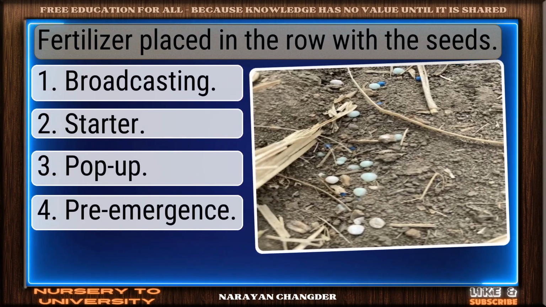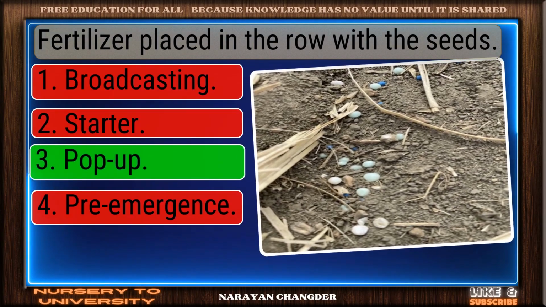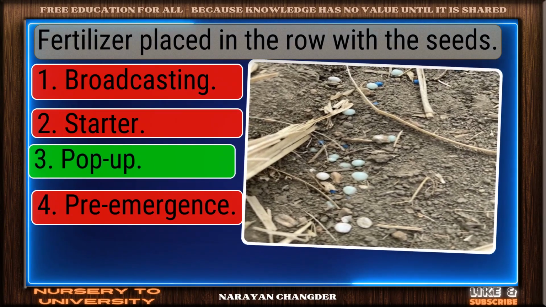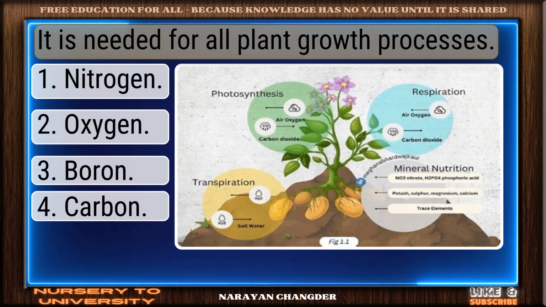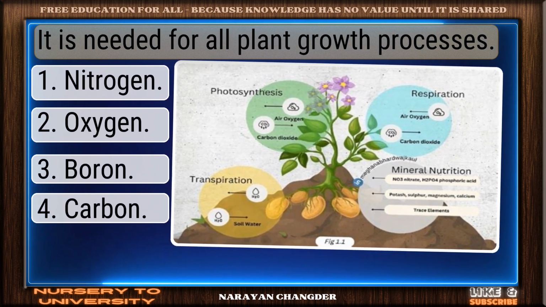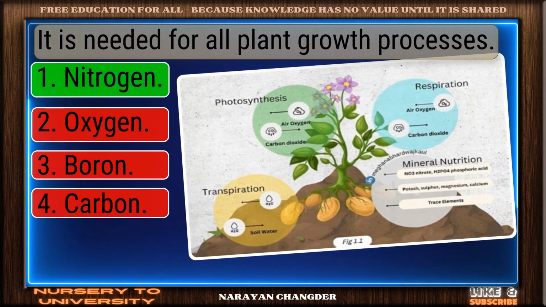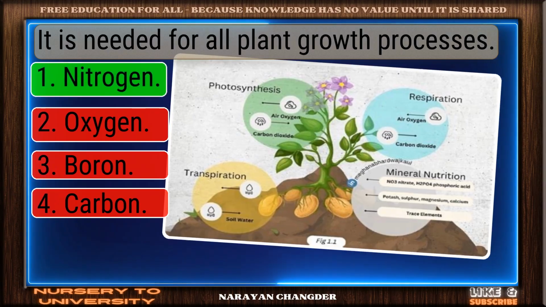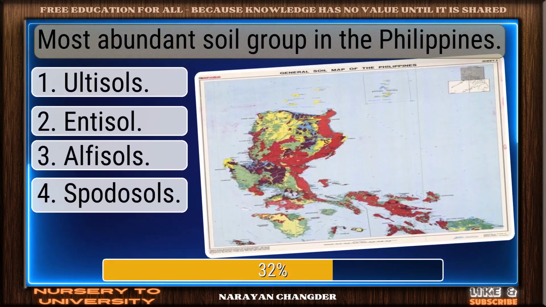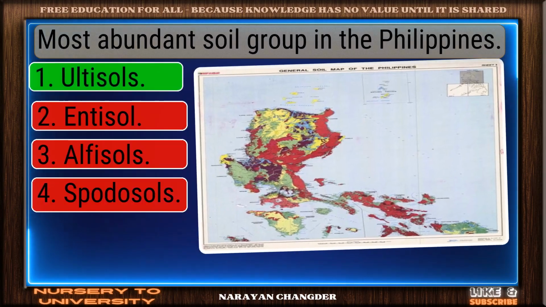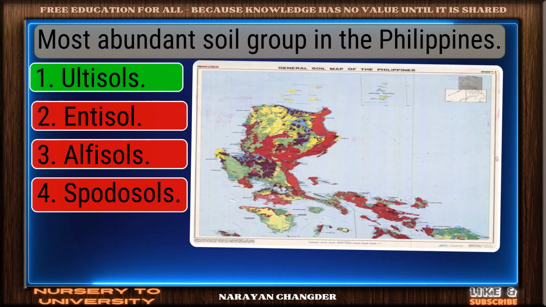Fertilizer placed in the row with the seeds. Right again. Pop-up is a valid answer. It is needed for all plant growth processes. On track, nitrogen is the correct answer. Most abundant soil group in the Philippines. Excellent choice. Ultisols is the right answer.